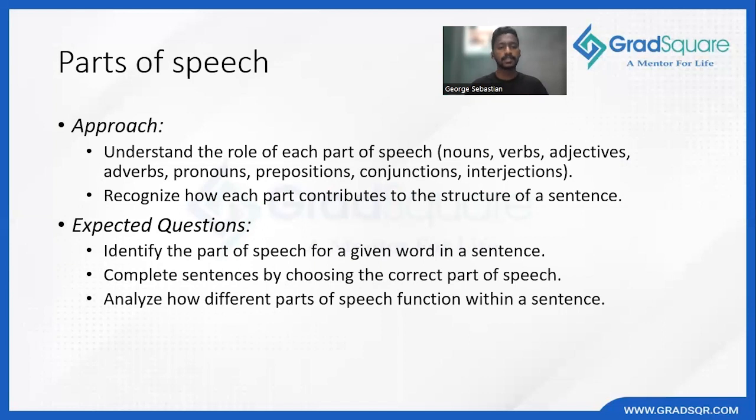As I mentioned earlier, you can also expect sentence completion questions, where we have to choose the correct part of speech. Also, a very important type of question you can expect from the grammar part is to identify an error in a given sentence. So if we have a clear understanding of the different kinds of parts of speech, their examples, and their functions, then it will be very easy for us to identify the error in a given sentence.